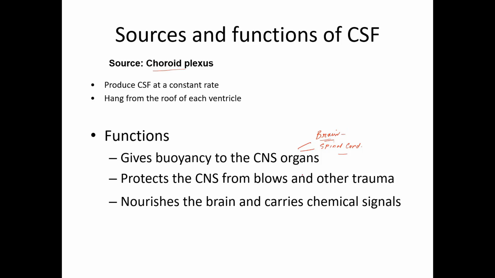So that is another important function. And cerebrospinal fluid has some nutrients and chemicals that also keep the brain healthy.